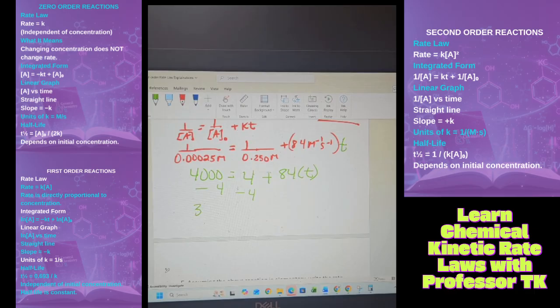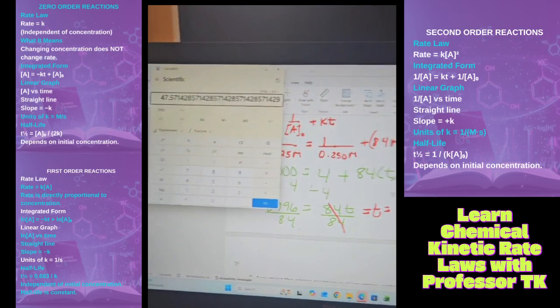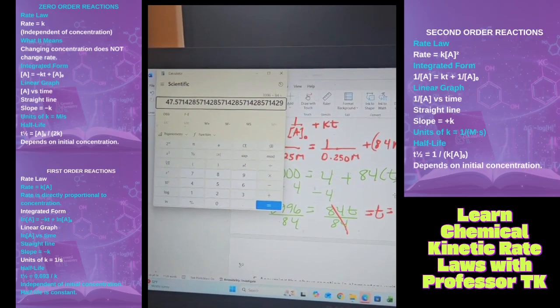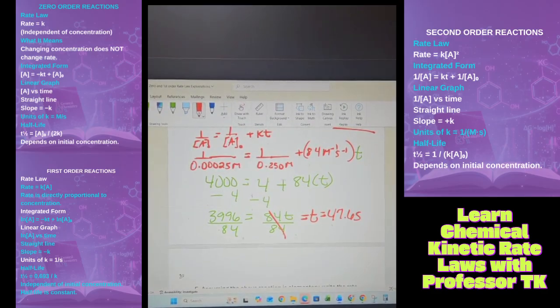4,000 minus 4 is 3996. That's equal to 84 times T. You're going to divide both sides by 84, and we're going to get our T. So your T is going to be equal to 3996 divided by 84, and that gives you 47.6 seconds. 47.6 seconds. Okay, any questions from anybody?